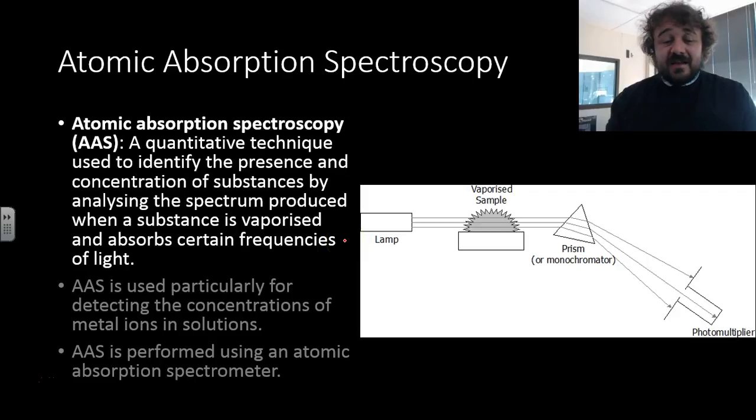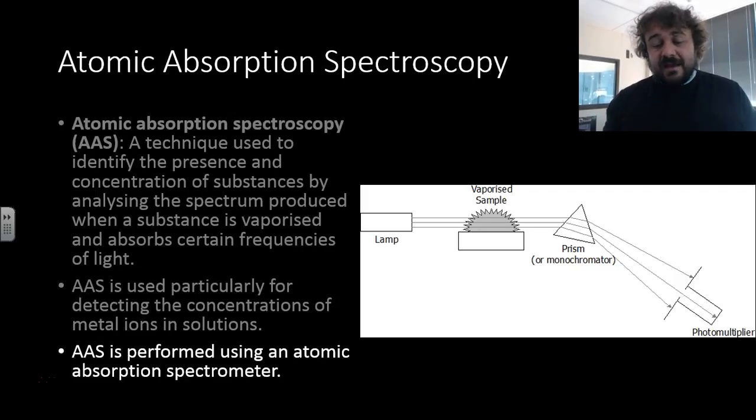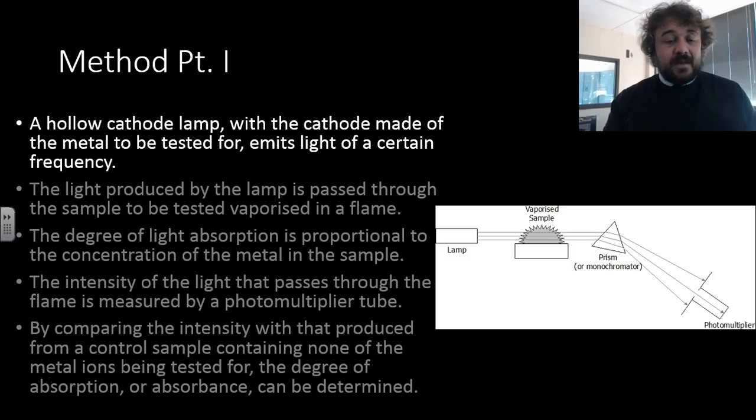So what actually is it? It's a technique we use to identify the presence and concentration of substances, so it can be quantitative and qualitative. We analyze the spectrum of light that's going through, and we see which colors don't make it out the other side, because your vaporized sample will absorb certain frequencies. So it's really useful for detecting concentrations of metal ions in solution, and we perform it using an atomic absorption spectrometer.